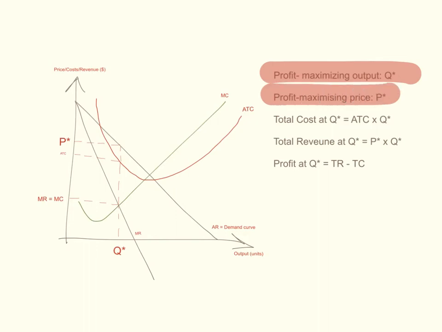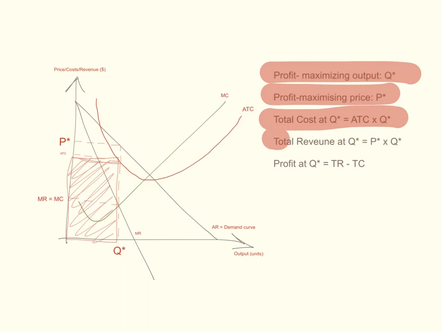The total cost at this level of output will equal ATC multiplied by Q star. So total cost will be this box here, ATC multiplied by Q star. So this box that I'm about to shade in red, this is the total cost at Q star.